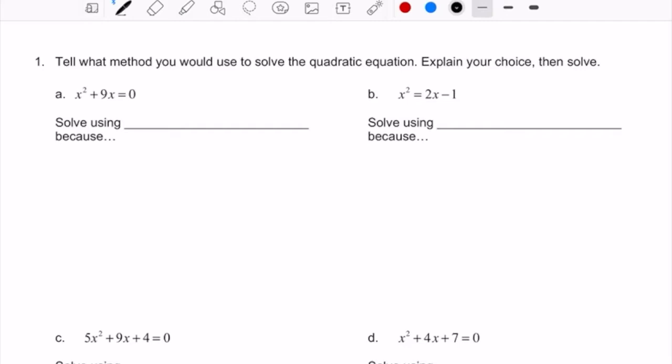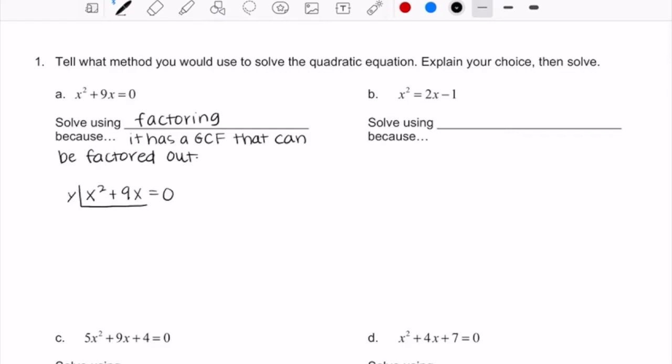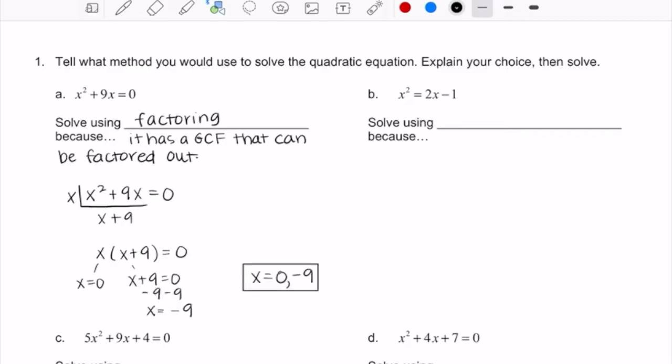In examining the equation, we see that it has a GCF, so I could factor the x out of both of those terms. And so for this one, we're going to solve it by factoring. And here factoring is the best method because it has a GCF that can be factored out. Once we've decided that factoring is the best method to use to solve this quadratic equation, we'll go ahead and solve it. So I'll start by GCFing out the x, and then I'll write the equation in factored form, and then I'll use the zero product property to solve for each 0. And so my solutions for this first equation are x equals 0 and x equals negative 9.